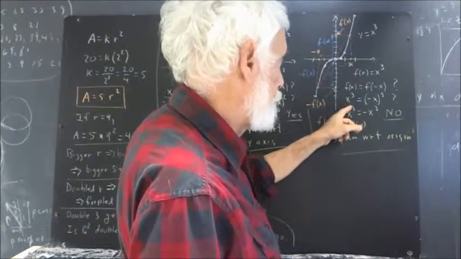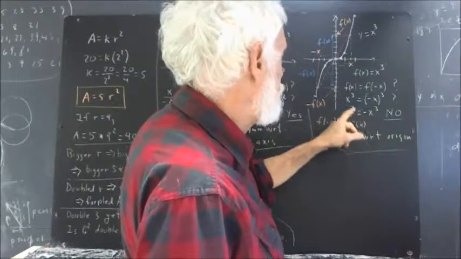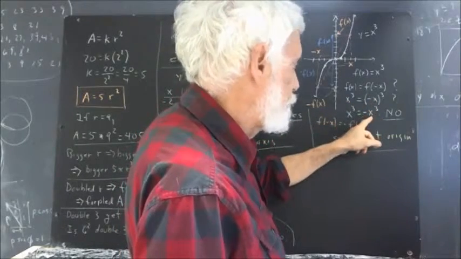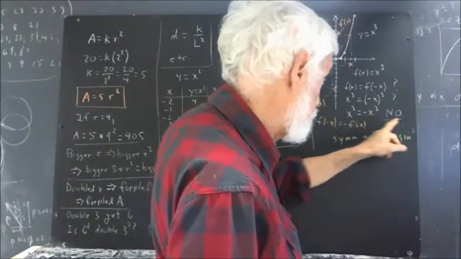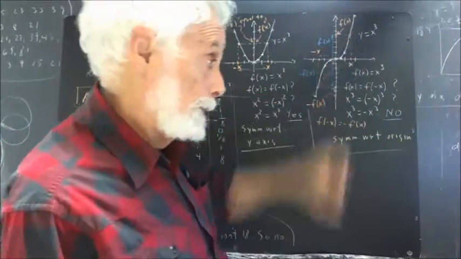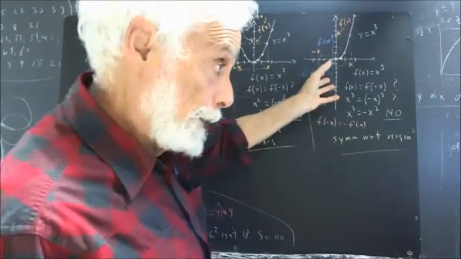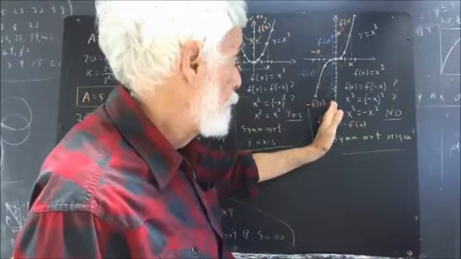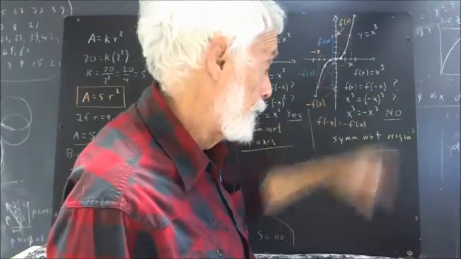f of x would be x cubed, f of negative x would be the cube of negative x, and that would be equal to negative x cubed. So x cubed not being equal to negative x cubed, our answer is no, it's not equal. So we don't have symmetry. And we can see we don't have symmetry with the y-axis. There's a symmetry here, but it's not a symmetry with the y-axis, which is what we test by testing whether f of x equals f of negative x.